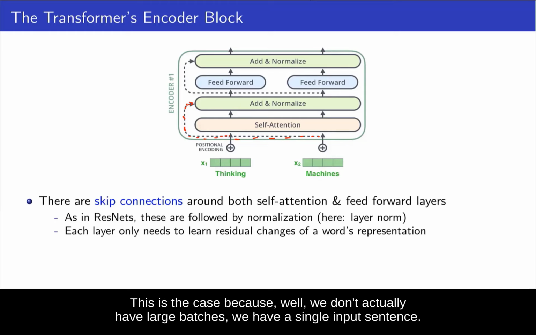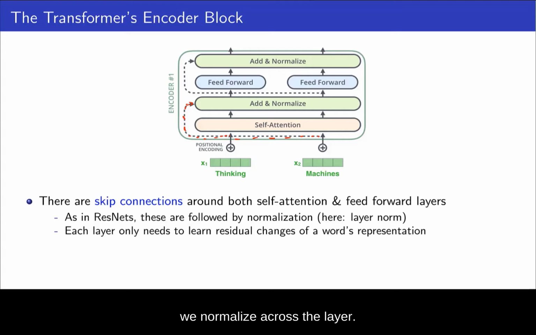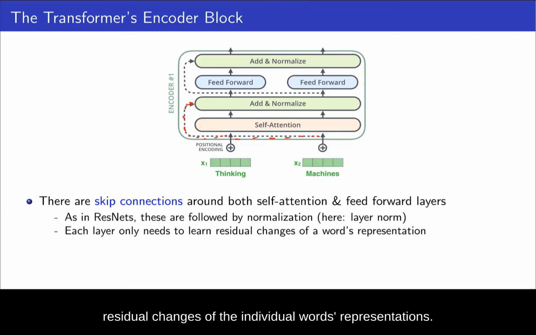And this is the case because, well, we don't actually have large batches. We have a single input sentence. So there's only, in a sense, a single input. And we can't normalize across the elements of a batch. So we normalize across the layer. And so because of these residual connections, skip connections, each of the layers only needs to learn residual changes of the individual words' representations.